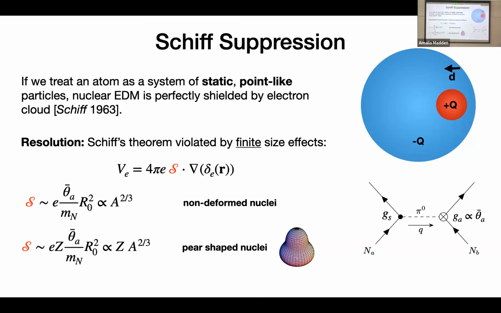There are two different ways that we can see how the Schiff moment scales, and that depends on the shape of our nucleus. If you have a spherical nucleus, the scaling looks like this. Here's how the axion enters, and it depends on the area of the nucleus. This will scale like the number of nucleons to the power of 2/3. However, there are special nuclei that are intrinsically octupole deformed, so they have a pear shape. It's quite complicated to explain how this happens, but actually you get an additional Z enhancement at the level of this operator here.